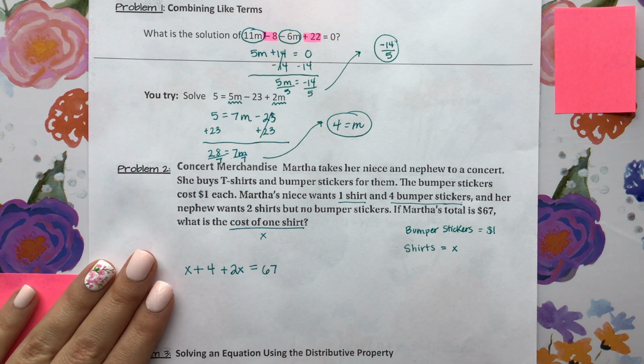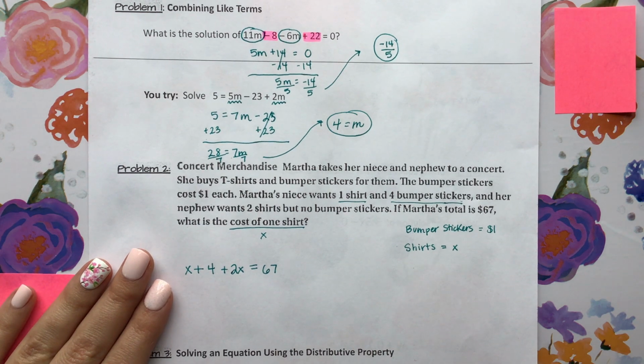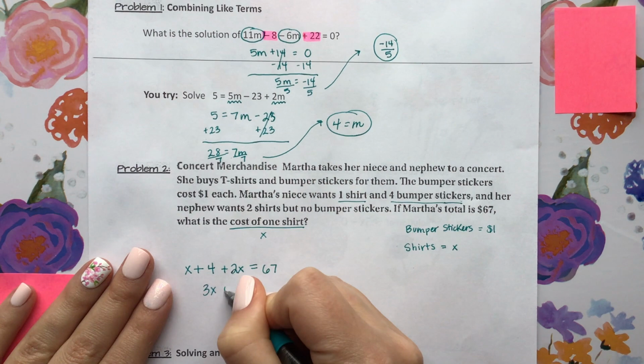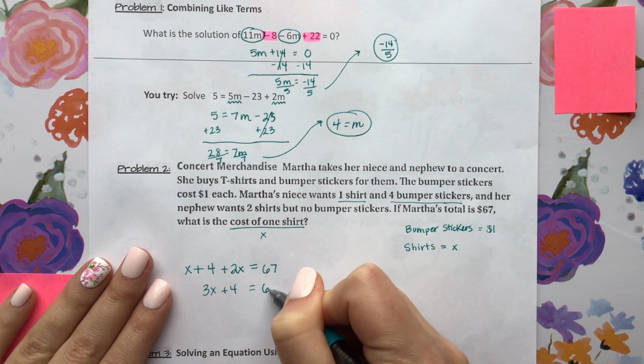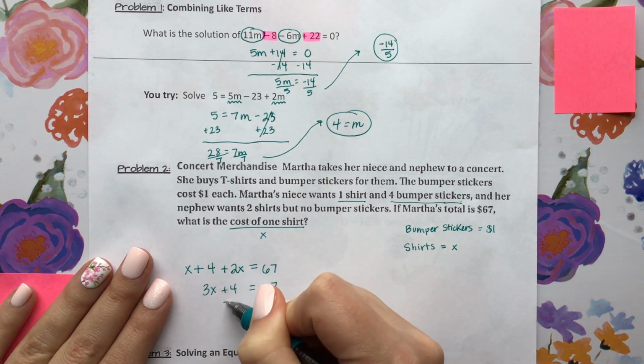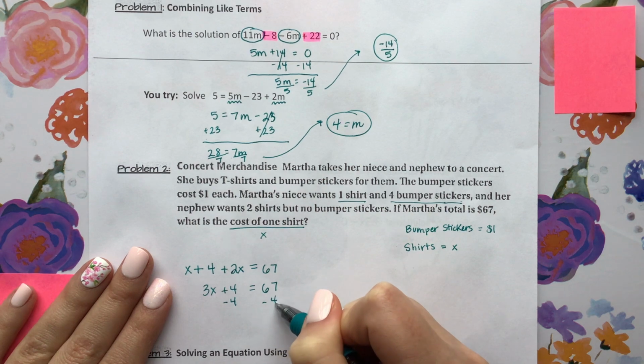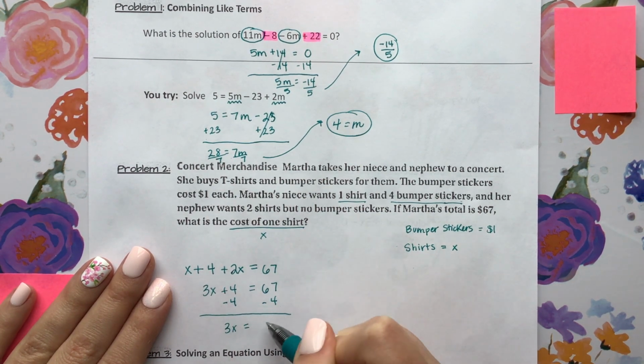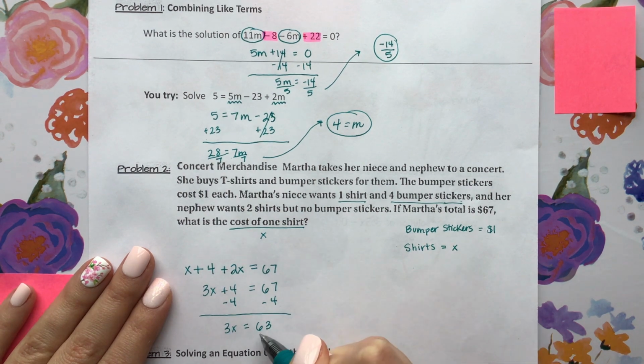Now I'm able to start combining like terms and just solving for X, which is the cost of 1 shirt. So X plus 2X is equal to 3X plus 4. Just carry that down, is equal to 67. Now I'm going to subtract 4 from both sides. And I have 3X is equal to 63. I'm going to divide by 3 on both sides.